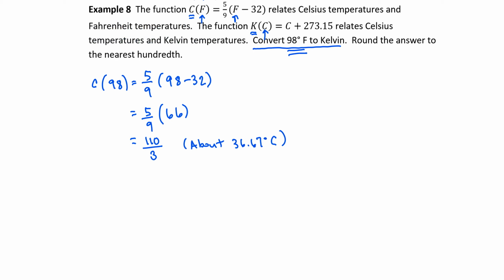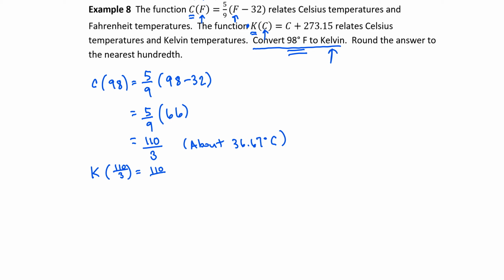That's a really hot July day in Amarillo. That would be measured at 36.67 degrees Celsius. Okay, but we're trying to get to Kelvin. So our next conversion formula goes from Celsius to Kelvin. So let's find K of 110 over 3.